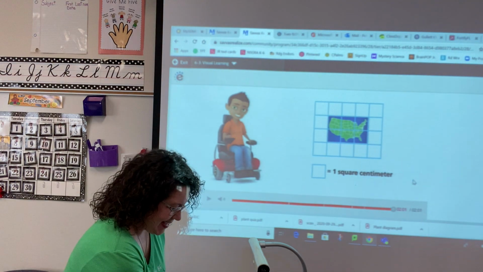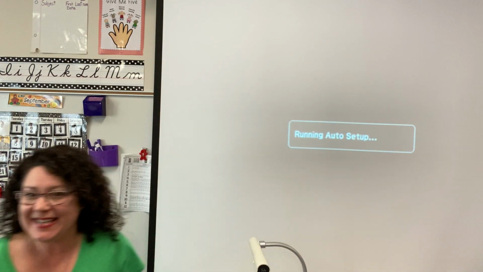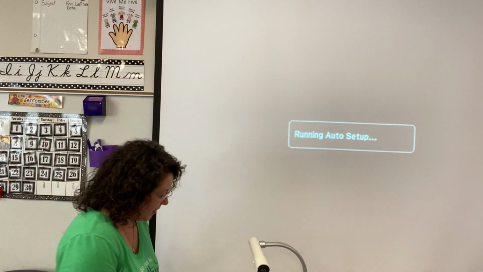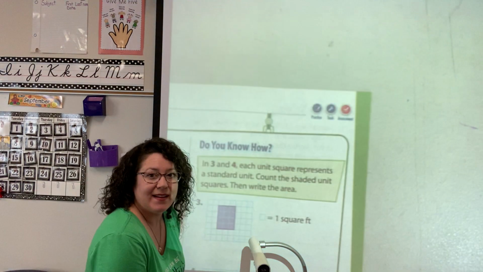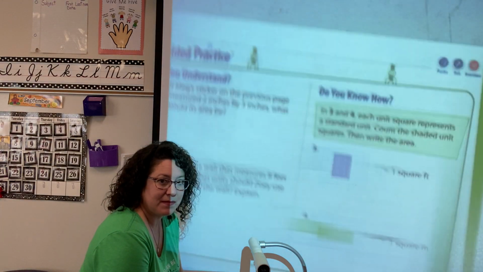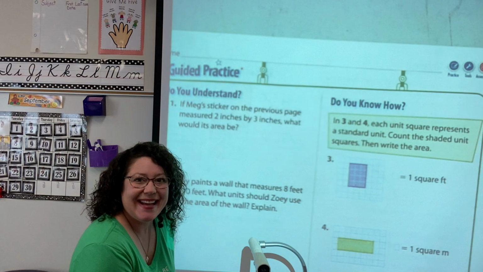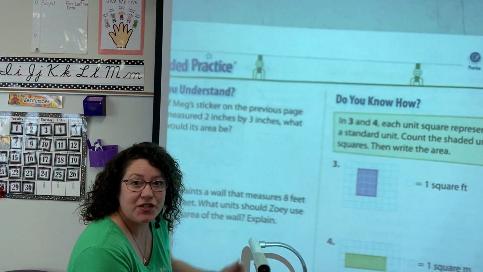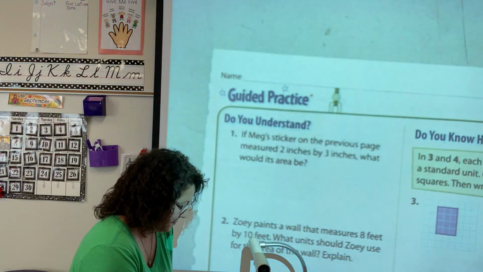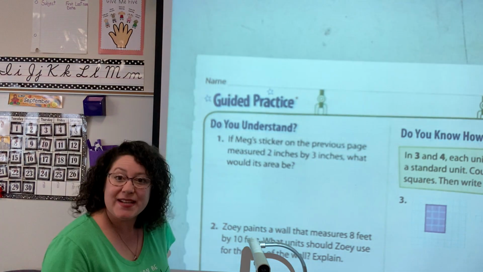Okay, let's keep going and let's look at our next page, page 219. Put my calculator or my computer down. And we are going to start at number 1. It says, if Meg's sticker on the previous page measured 2 inches by 3 inches, what would its area be?